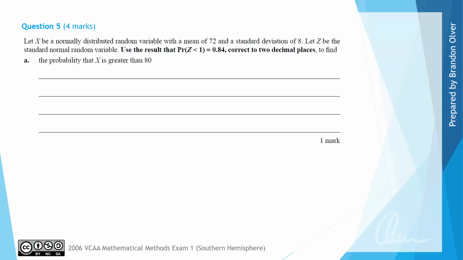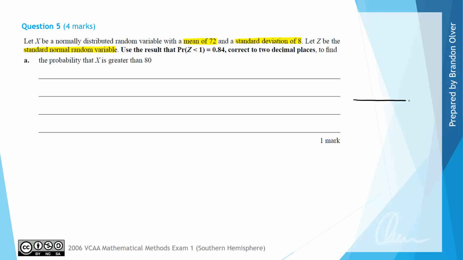For question 5, let x be a normally distributed random variable with a mean of 72 and a standard deviation of 8. Z is going to be the standard normal variable. Use the result that the probability that z is less than 1 equals 0.84, correct to 2 decimal places, to find the following. For part A, we want to find the probability that x is greater than 80.